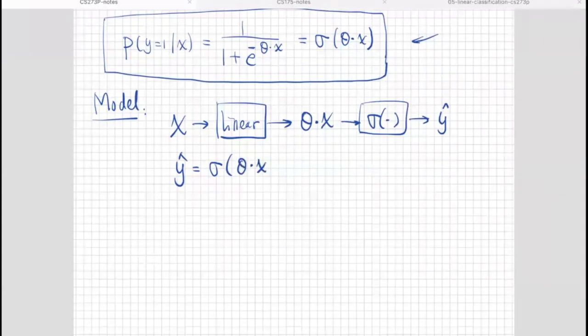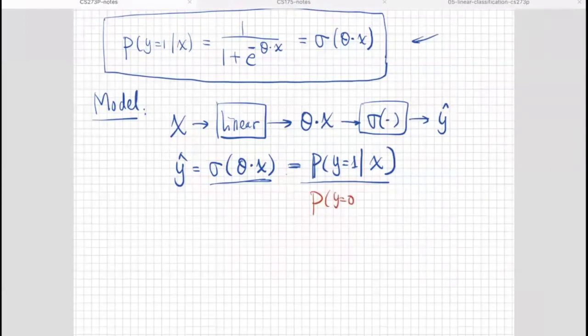However, now I have an interpretation of y hat. The interpretation is that y hat equals the probability of assigning label 1 to this input x. This interpretation is very powerful because you can do a lot of interesting things. Once you say this is the probability of y equal to 1 given x, immediately you know the probability of y equal to 0 given x: it's simply 1 minus y hat.